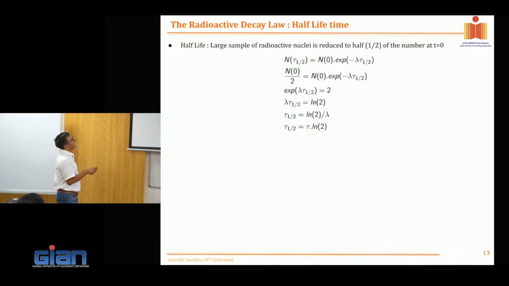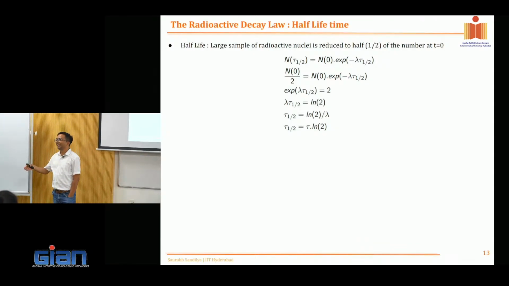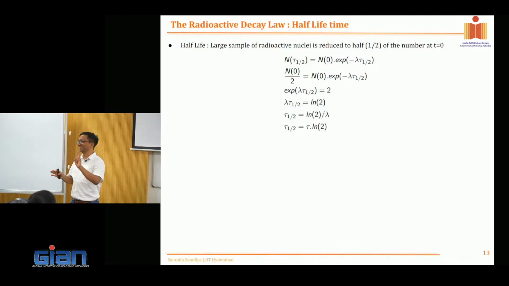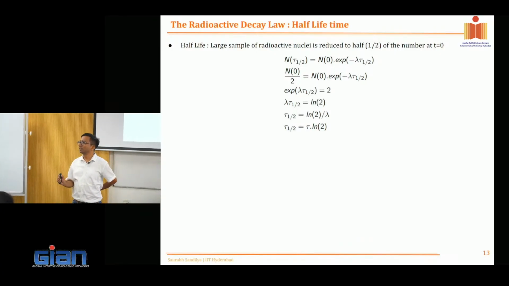So N(t half) equals N0 exp(-λ t half). I replace t with t half, and what happens to the sample when t half elapses is exactly N0 by 2. I'm talking of a very, very large sample, not two nuclei, where both might remain. So after t half, N0 will reduce to N0 by 2. Do some algebra and you can figure out that t half is equal to τ times ln 2. ln 2 happens to be 0.693, so t half is 0.693 times τ.